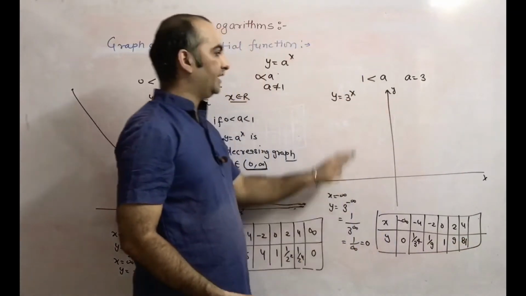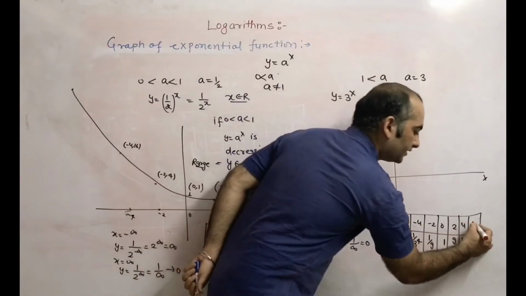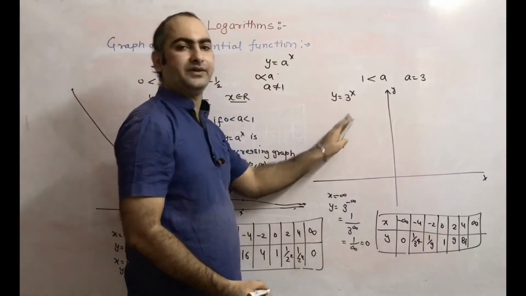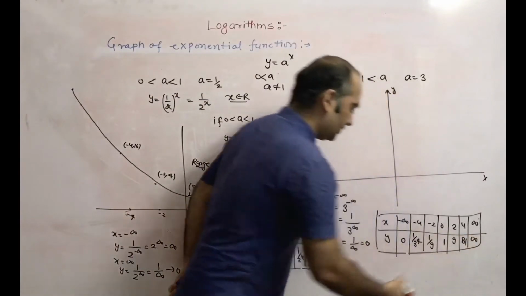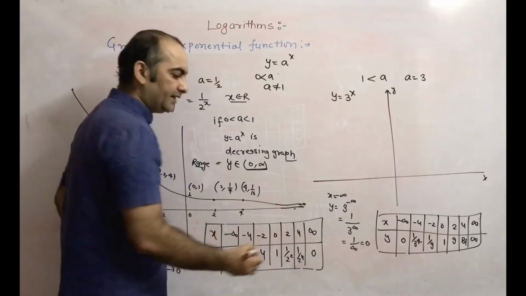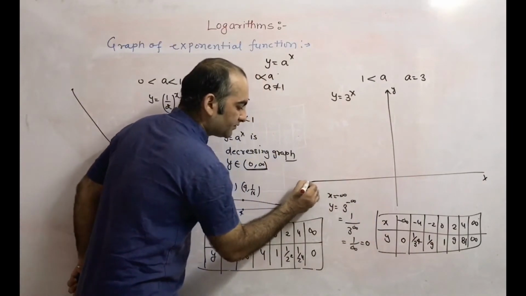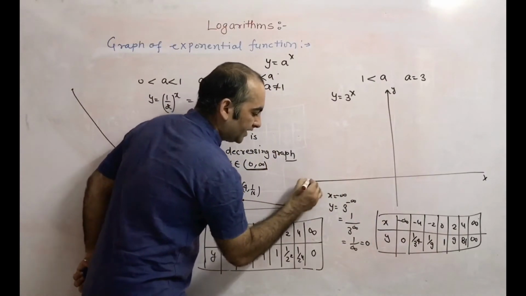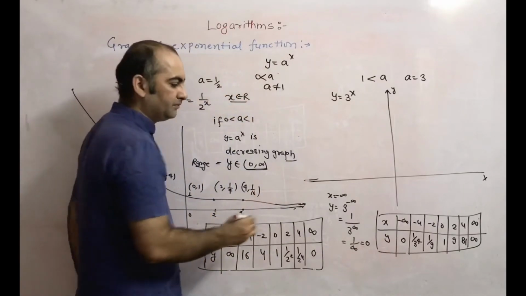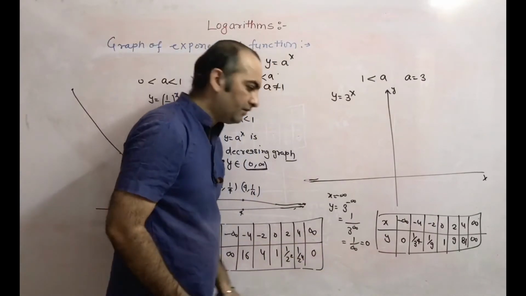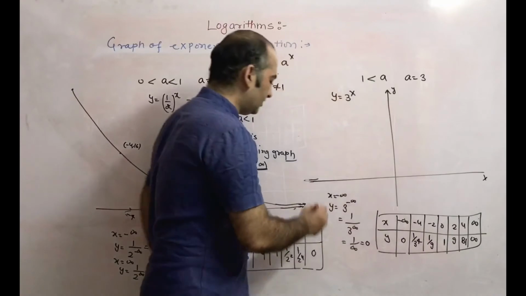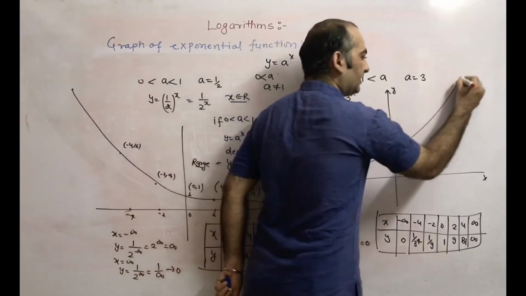And if I put infinity, then 3 power infinity is infinity. So it is tending to infinity. At minus infinity it will look like it is 0, but it will never start from 0. So it will not touch the x-axis. It will look like it is near 0. After that, the y value is increasing. So the graph will come like that.